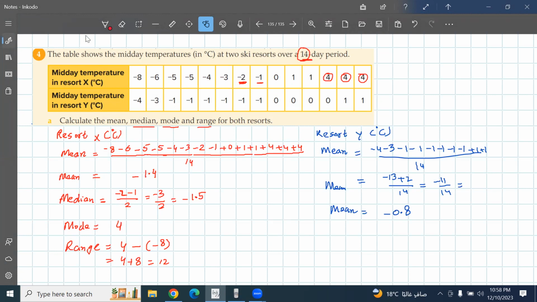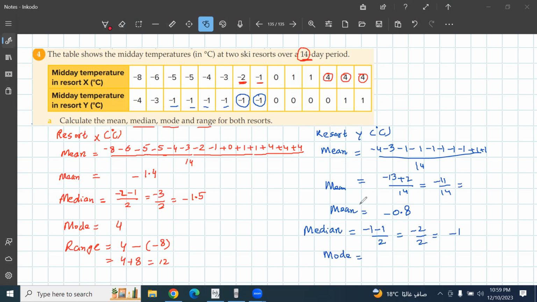So we have the median. Again, we have 14 values, 14 days. So we will choose the middle two values and take the mean of the middle two values, which are negative 1 and negative 1. So we have negative 2 divided by 2, which is equal to negative 1. And then the mode is the most repeated value in the set of data, which is, of course, negative 1. It comes 6 times. So that is the most repeated value. So we will say that the mode is negative 1.